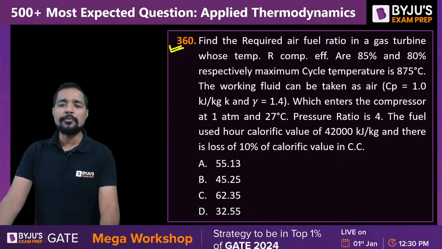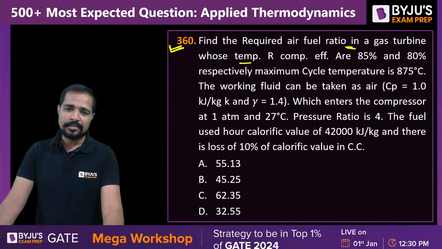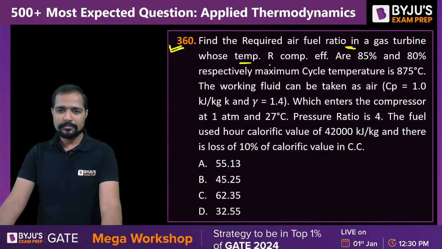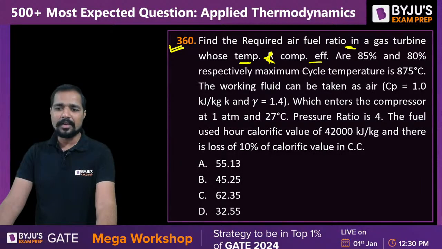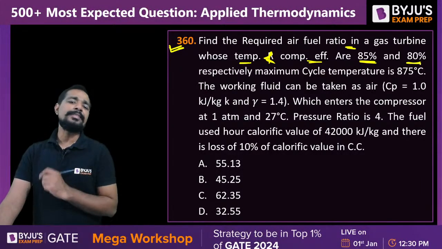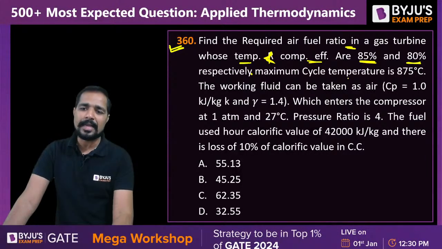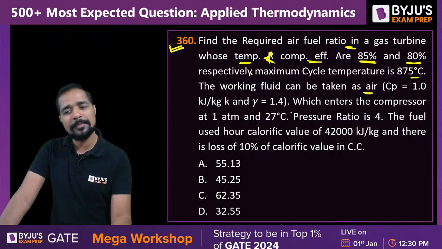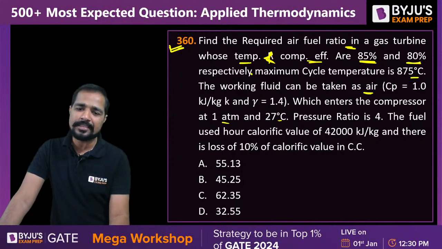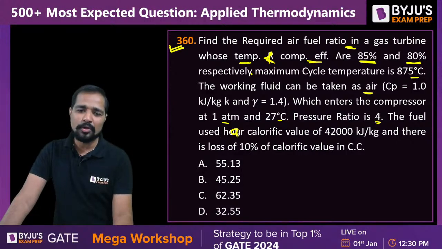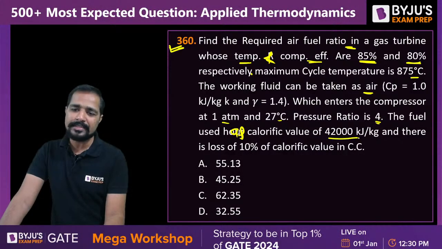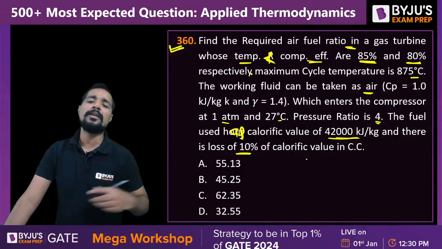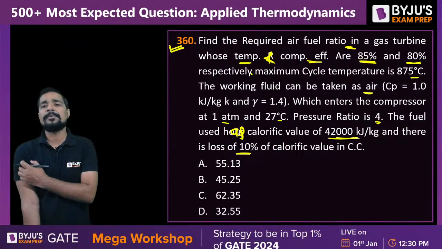Find the required air fuel ratio in the gas turbine whose turbine and compressor efficiency is 85 and 80% respectively. Maximum cycle temperature is given 875. Working fluid can be taken as air. Cp and gamma are given, which enter the compressor at this pressure and temperature. Pressure ratio is given to us. Fuel used has a calorific value of 42,000. Then there is a loss of 10% of the calorific value. Then what is the air fuel ratio, my dear?